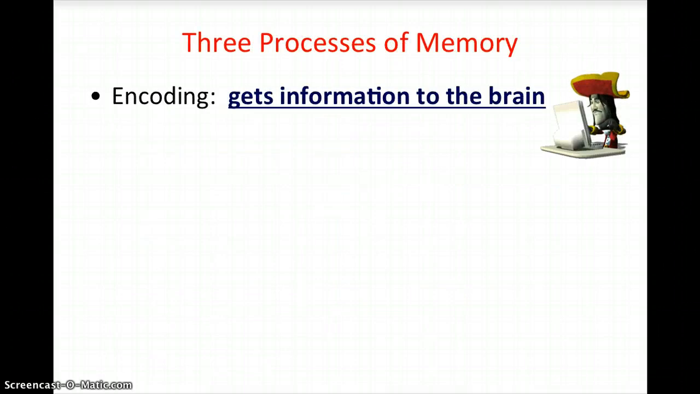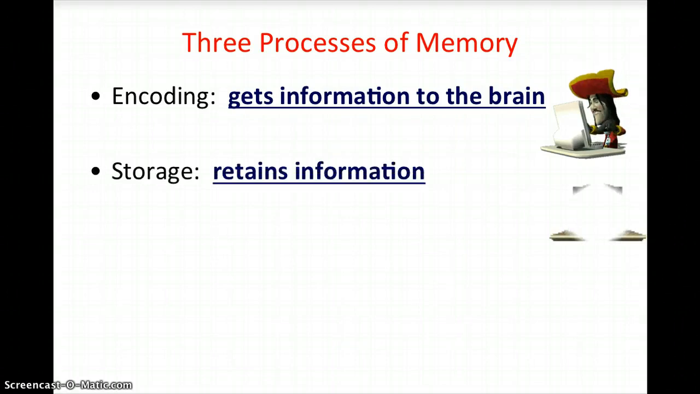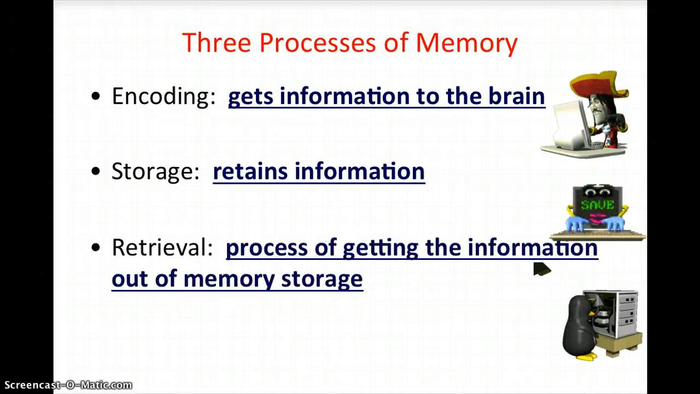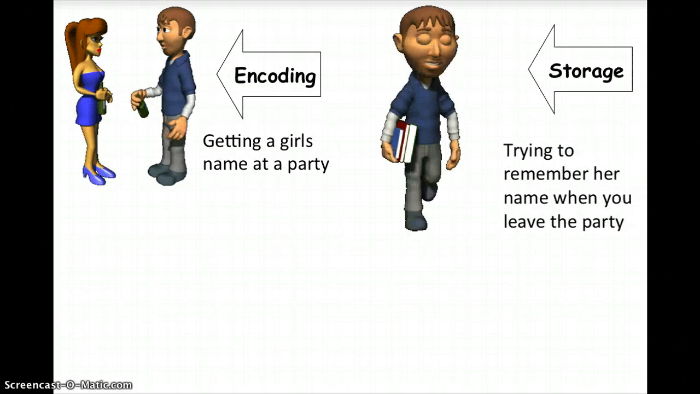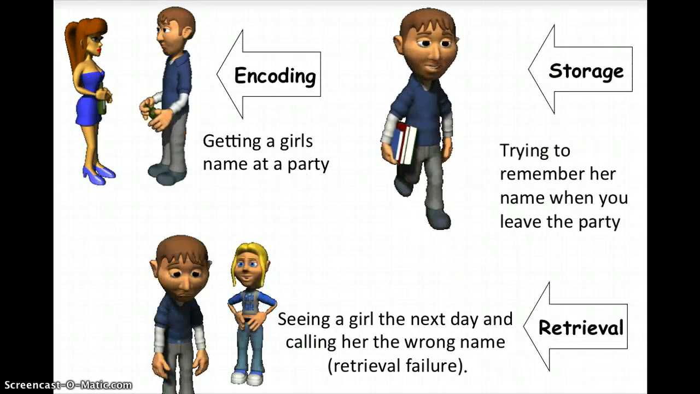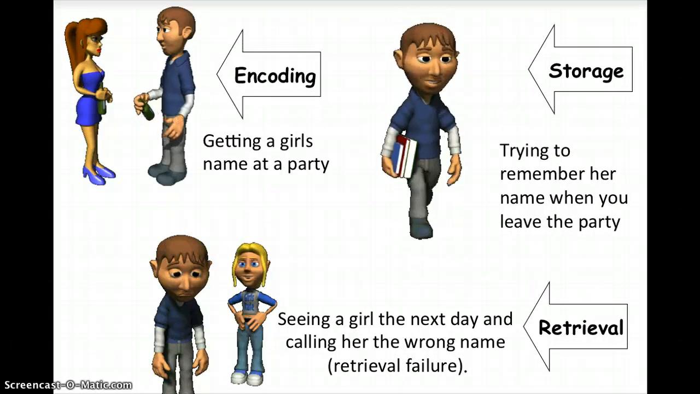All right, the three processes of memory, and the first process is encoding, and that gets information to the brain. So in some way, shape, or form, the information gets into your brain. Storage is how that information is retained. And then retrieval is the process of taking the information out of your memory storage so that you're able to use it. All right, so just a quick little example that you can look at.